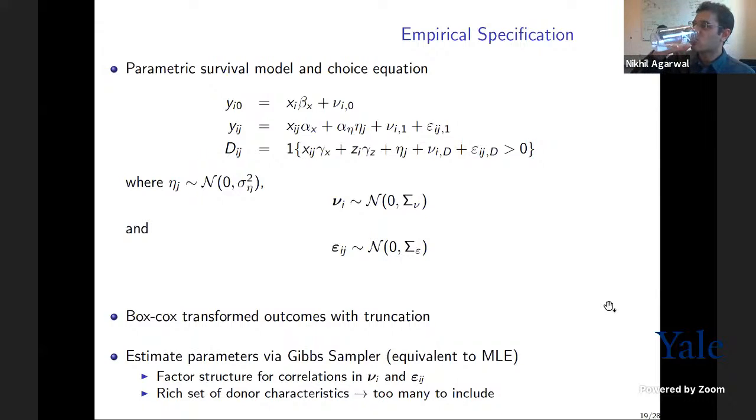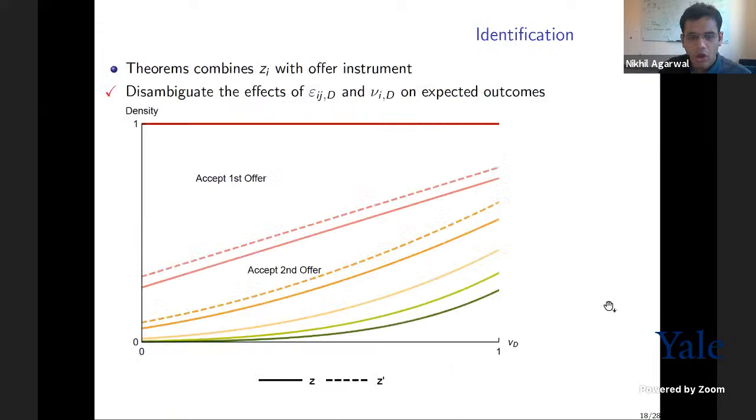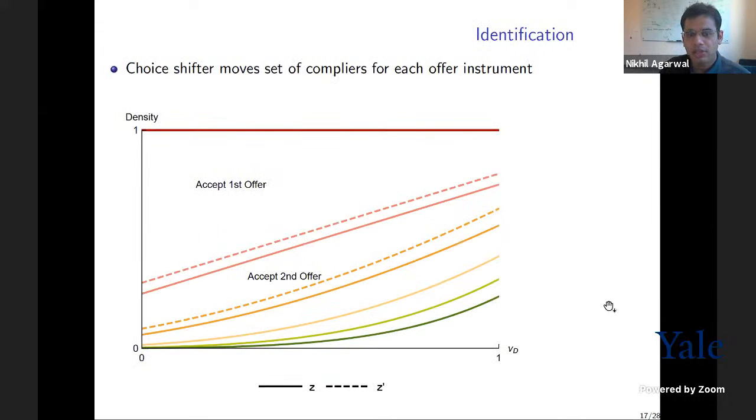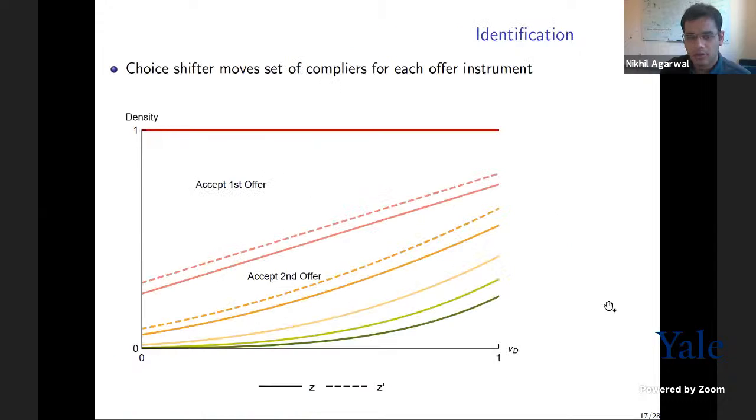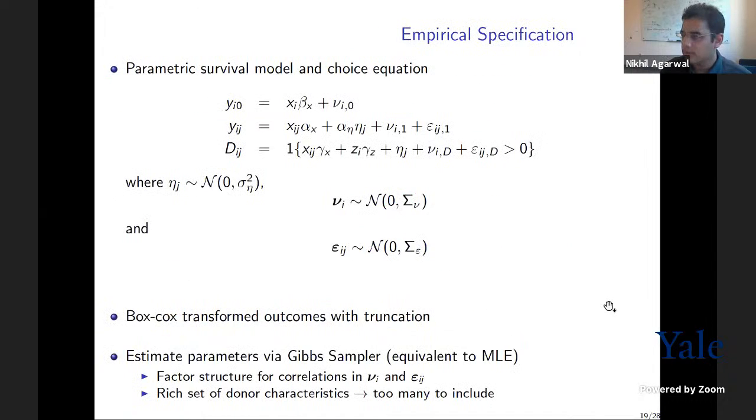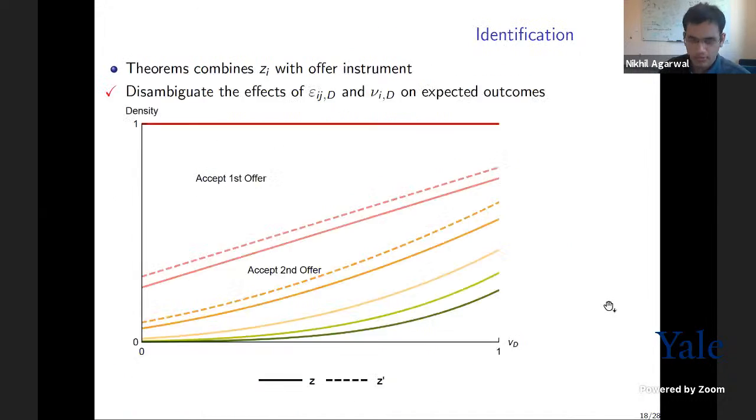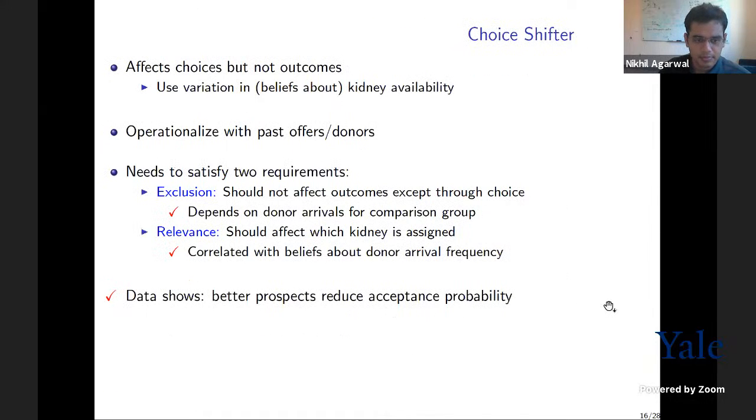Nikhil, can I ask a question about the instrument? Mm-hmm. The past donor and past, was it organ quality that you were using? We're going to use alternatively past donors or past number of offers. Past number of offers, great. So the relevance condition shows that my choice is affected by the past donors and past number of offers that I have seen.